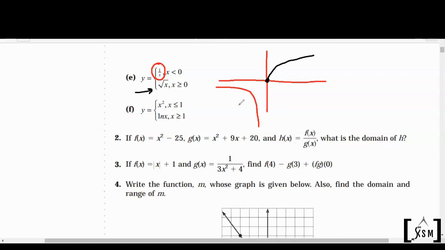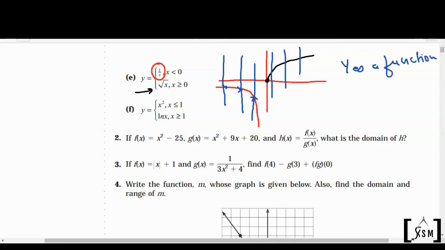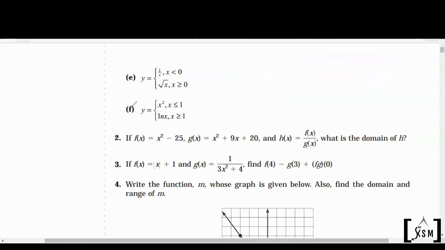Now they are asking, is it a function? So yes, for sure it is a function because it passes the vertical line test. Wherever you draw the vertical line, it cuts only once. Can you see that? It cuts only once. So it is a function. Good.